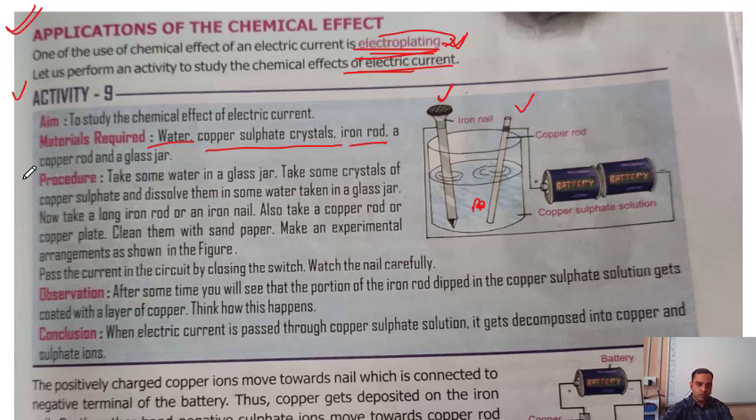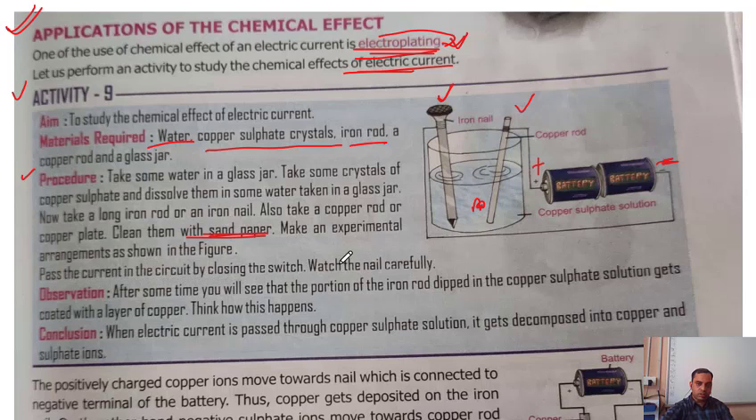Procedure: these are the two batteries. This is one battery cell, this is another, and they are connected in series. Take some water in a glass jar, then keep the iron nail and copper wire in it. Attach the copper wire to the positive terminal of the battery and the iron nail to the negative terminal. Before this, you need to clean them with sandpaper, because if there are impurities or rust present, they will come up. Now pass current in the circuit by closing the switch.